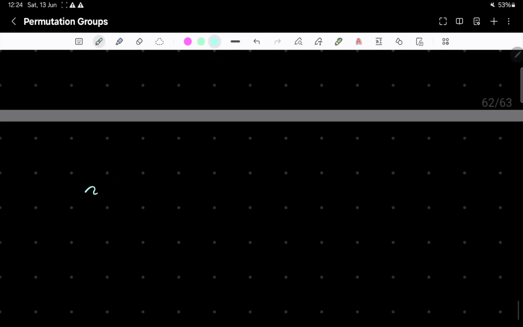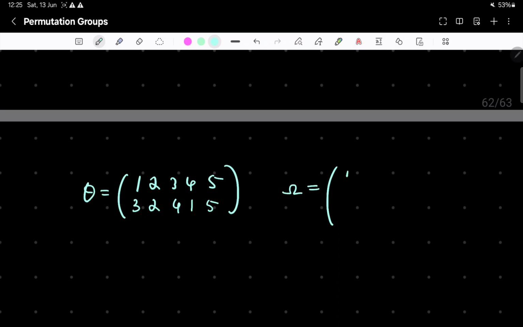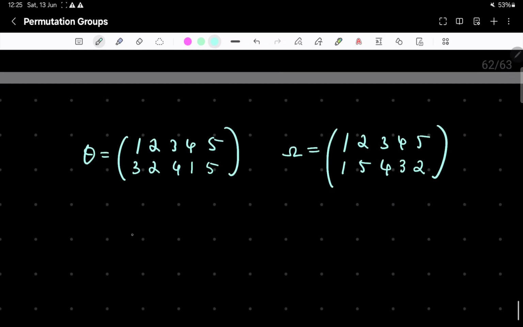Let's take another symbol, theta. Theta will be 1, 2, 3, 4, 5 mapping to 3, 2, 4, 1, 5. Now we take something like omega. Omega is another permutation on 5 elements. Let it be 1, 2, 3, 4, 5 mapping to 1, 5, 4, 3, 2. They are different, right? So let's find out what theta omega is.